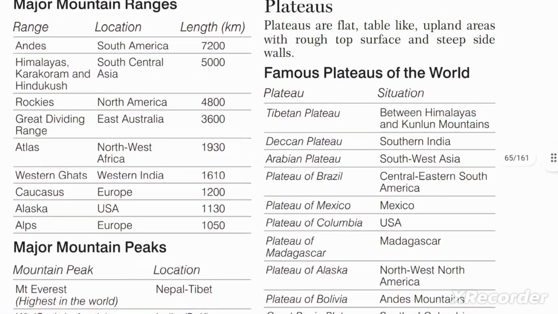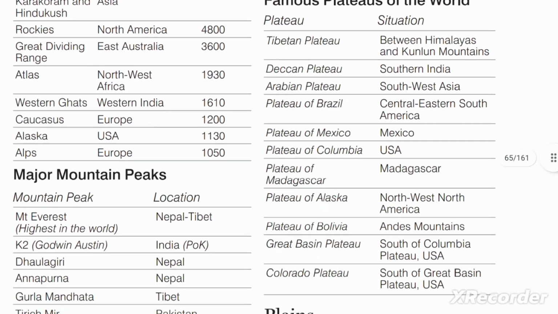Major mountain ranges: Andes, South America, 7,200 km; Himalayas, Karakoram, and Hindu Kush, South Central Asia, 5,000; Rockies, North America, 4,800; Great Dividing Range, East Australia, 3,600; Atlas, Northwest Africa, 1,930; Western Ghat, Western India, 1,610; Caucasus, Europe, 1,200; Alaska, USA, 1,130; Alps, Europe, 1,050.